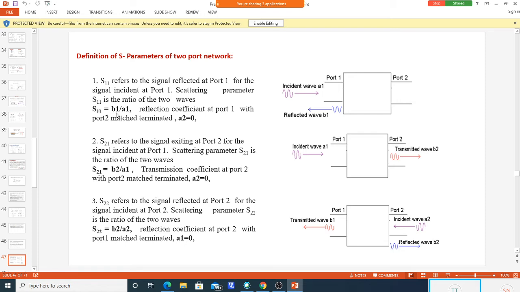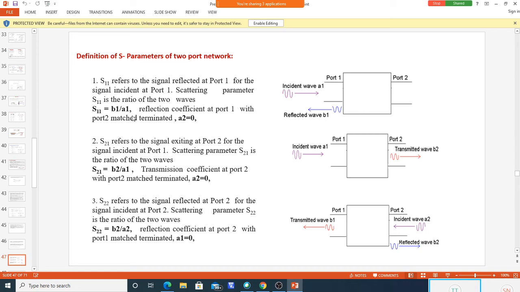It doesn't give separate values of B1 and A1. What the network analyzer gives is the value of S11, the ratio B1 by A1. That means how much B1 is lesser or greater than A1, how much the magnitude differs, and how much phase deviation there is between B1 and A1. It will say that, not B1 and A1 separately.